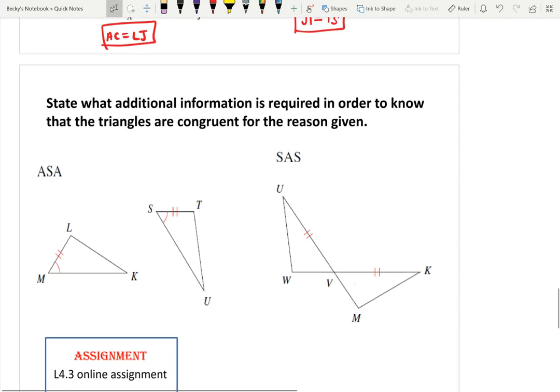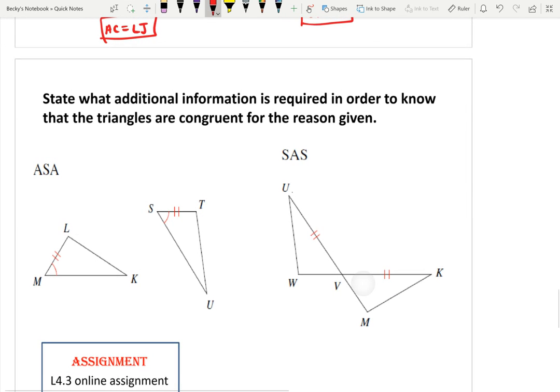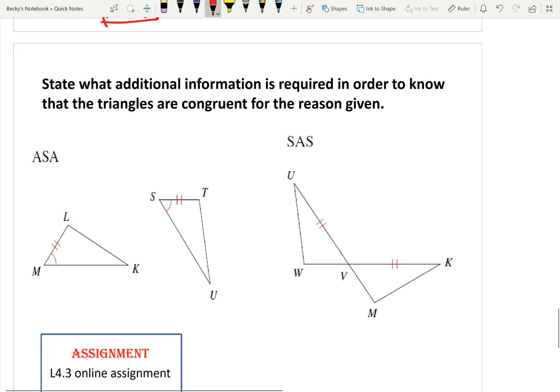All right, last slide. State what additional information is required to show the triangles are congruent. Okay, let's do ASA. Angle, side, and then this angle here. So this is angle L. I don't have to use 3 letters this time since they're not touching and there's no confusion. Now we have angle, side, and then I'm going to need this angle here, which is angle T.